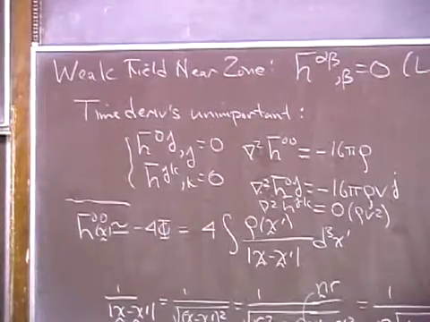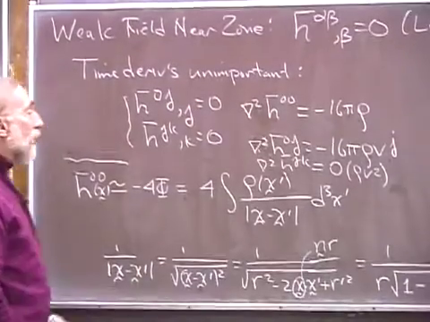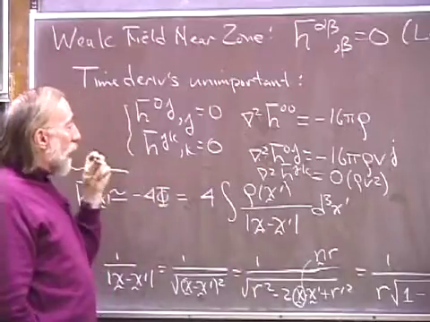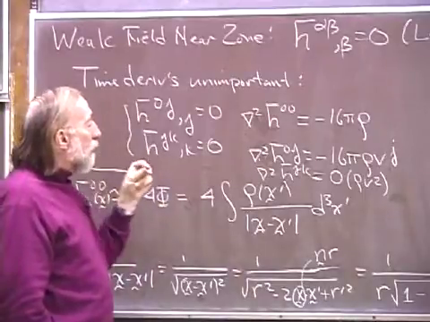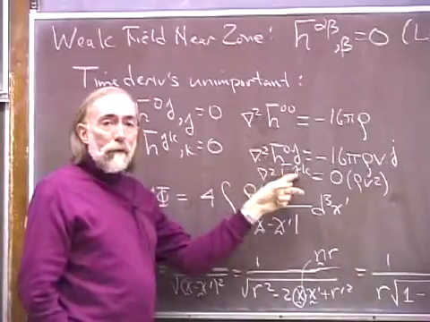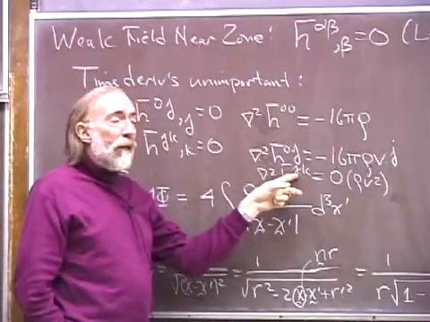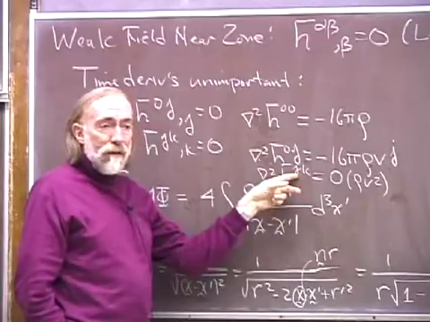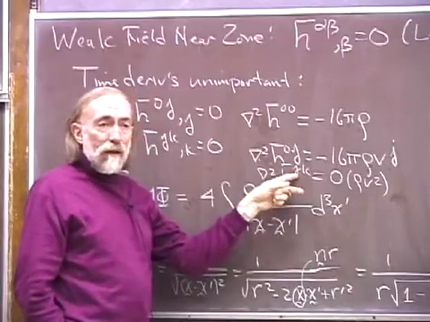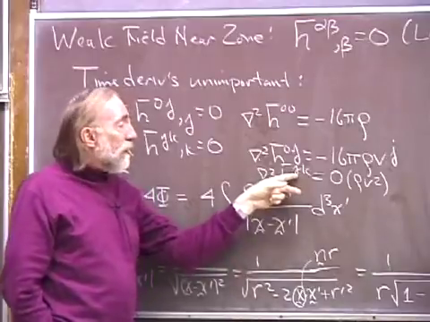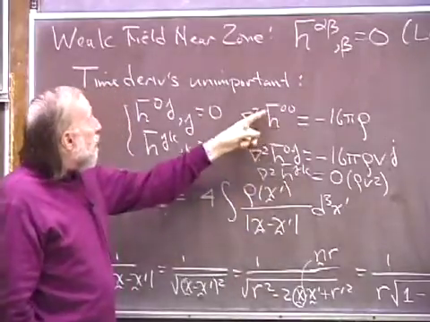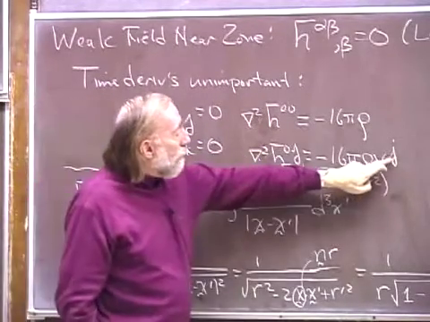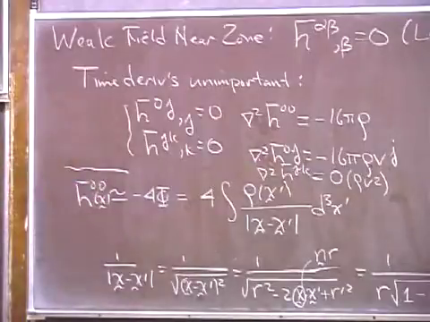And it turns out, when you do this very carefully, that even if you have a strong source, in the weak field near zone, h bar jk can be made to vanish outside the source by an appropriate adjustment of gauge. But that's a somewhat subtle issue, which I can point you to reading on. Okay. And so the mass moments show up in the weak field near zone in h bar 0,0, the current moments, the moments of the momentum distribution, in h bar 0j.